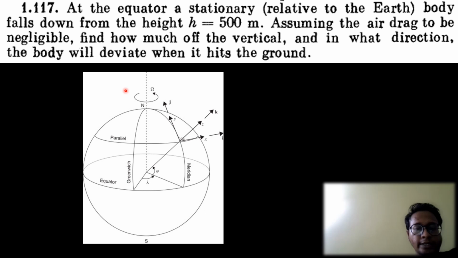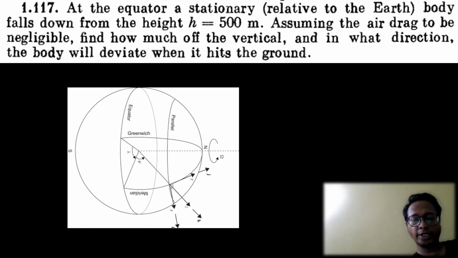Okay, this is the earth. I'm just tilting this diagram of the earth to the right hand side, like this. I've rotated the diagram of earth in this direction, but omega is in this direction. Now in this question what is being said is that a ball is out there in the equatorial plane. It falls down from height h.